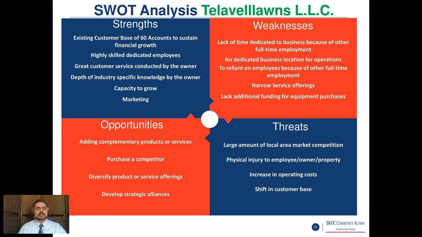and the opportunity was to purchase a competitor. So I had the capacity to grow because I had employees and the opportunity to purchase a competitor. So going into that route, the two balanced. Now, the weakness was lack of time dedicated to business because of full-time employment. So at the time, I maintained that full-time employment.